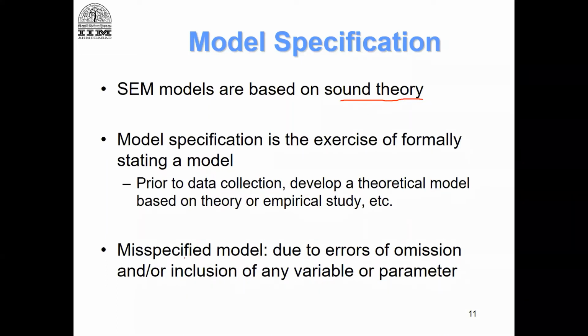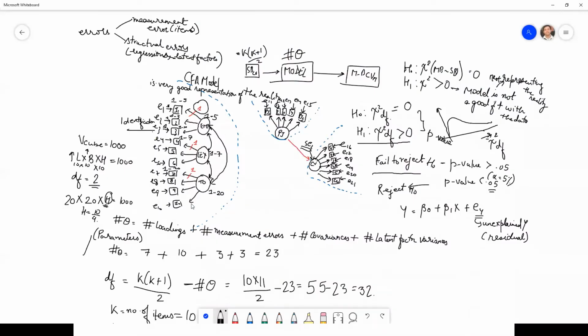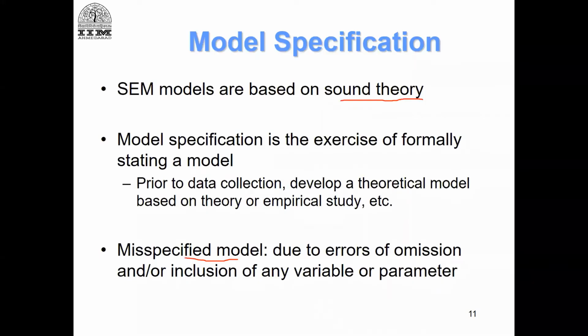If you misspecify your model, you will get wrong results, because the tool will only estimate whatever you have specified. It will not estimate anything separately. The tool will go by what you have given as an input.